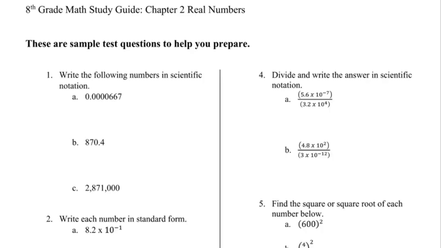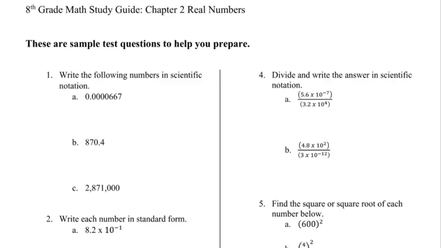In this video, we're going to review Chapter 2 of Real Numbers. Question 1, write the following numbers in scientific notation. Remember, scientific notation is a decimal between 1 and 10, and it's being multiplied by 10 raised to a power.